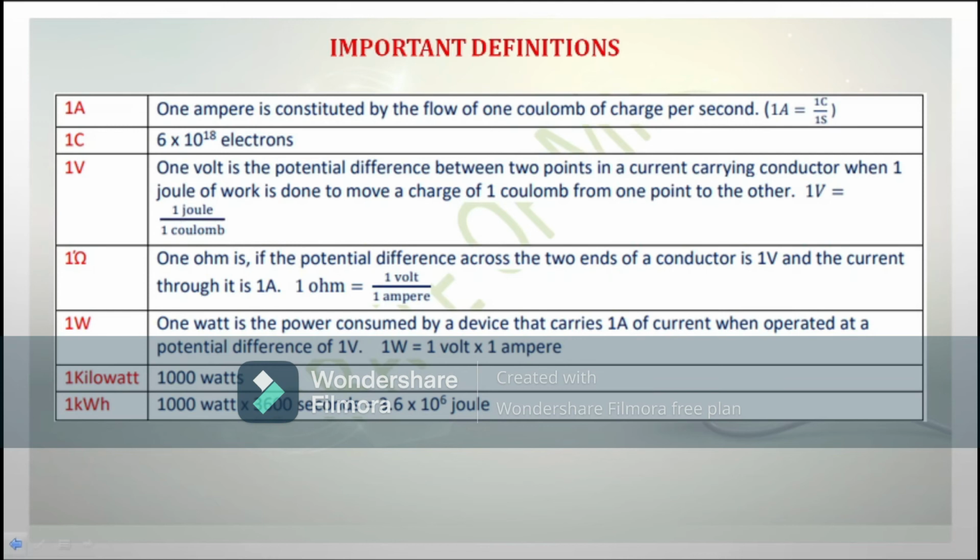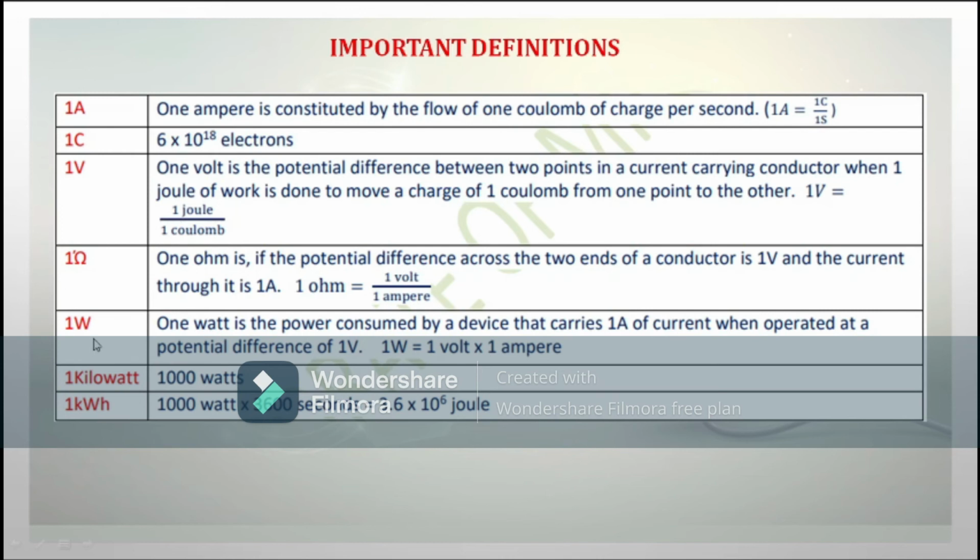Now let's move on to the next point, that is 1 ohm. There is a symbol written for 1 ohm. If the potential difference across the two ends of a conductor is 1 volt, the current through it is 1 ampere. So here 1 ohm is equal to 1 volt by 1 ampere. This is the definition that you should know for 1 ohm.